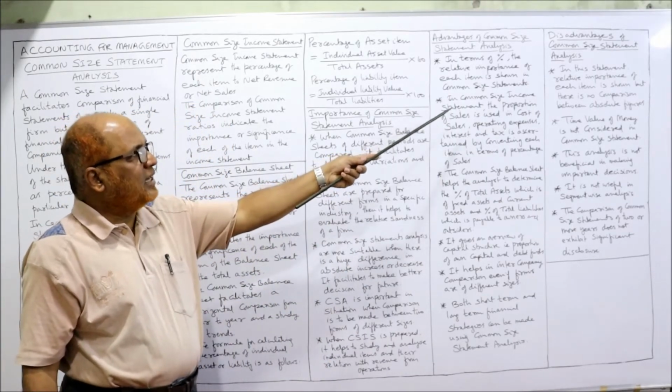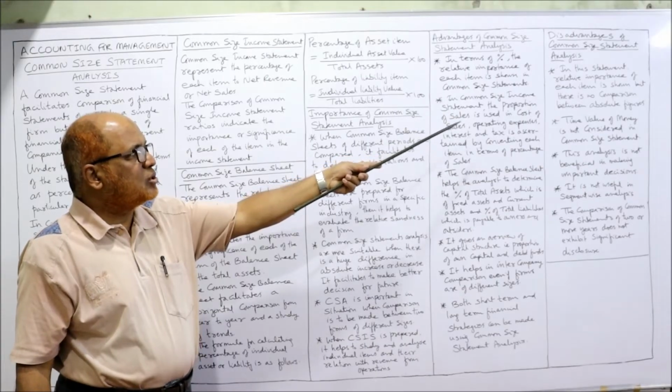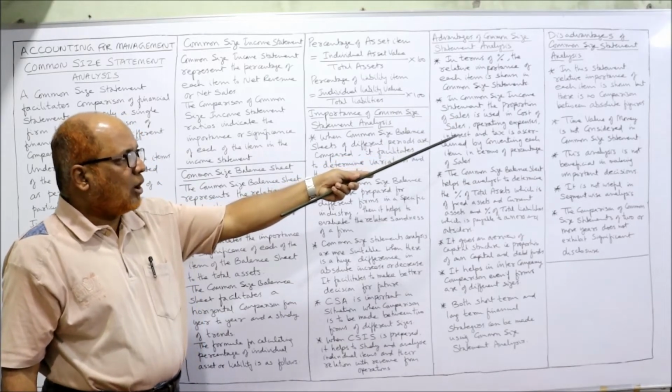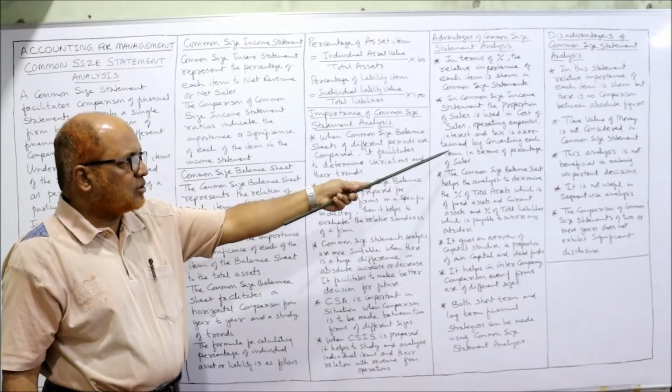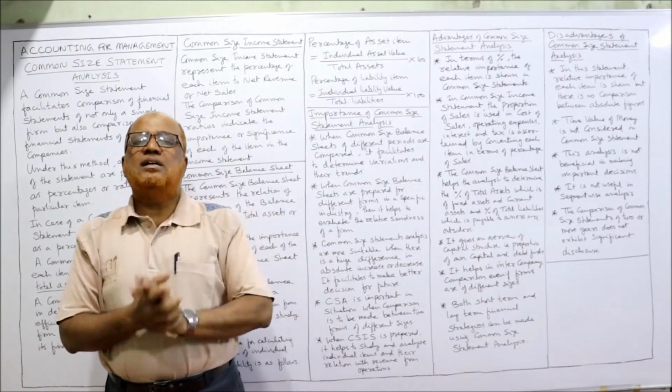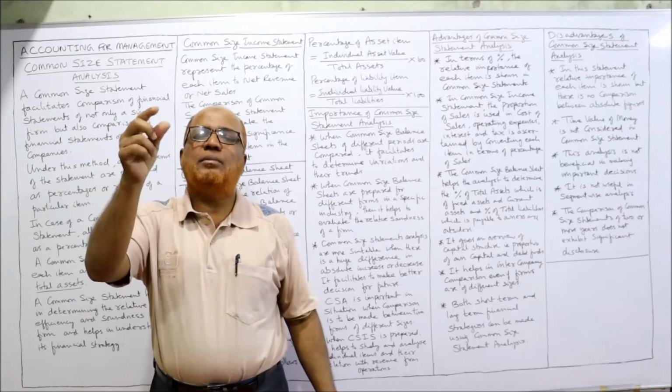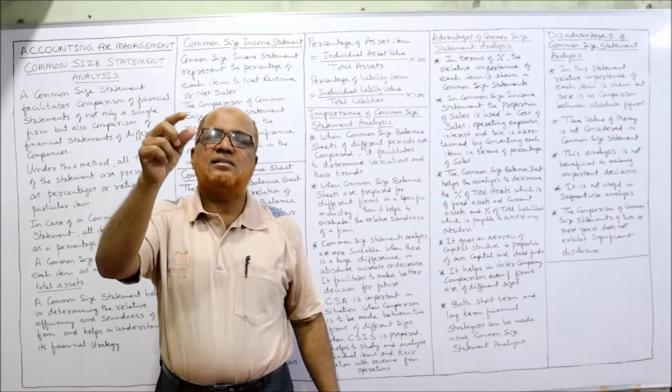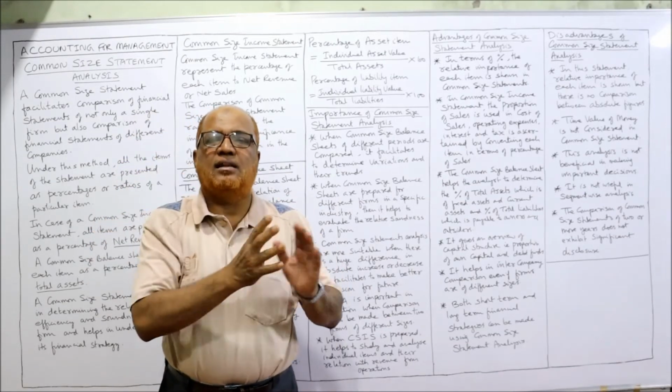Secondly, in the common size income statement, the proportion of sales is used to ascertain cost of sales, operating expenses, indirect taxes, and so on, by converting each item into a percentage. In the common size income statement, every item is calculated as a percentage of sales.